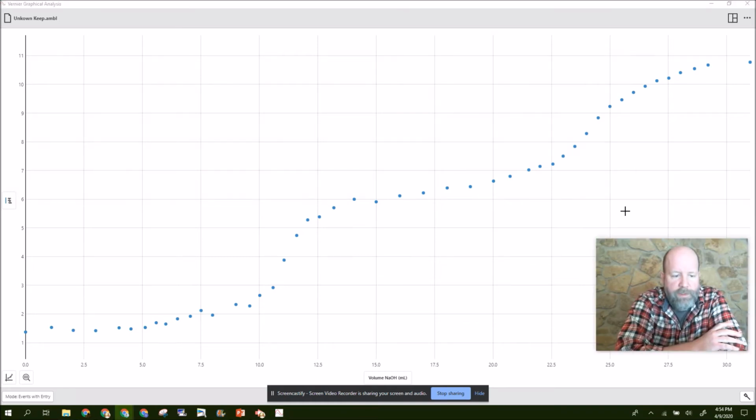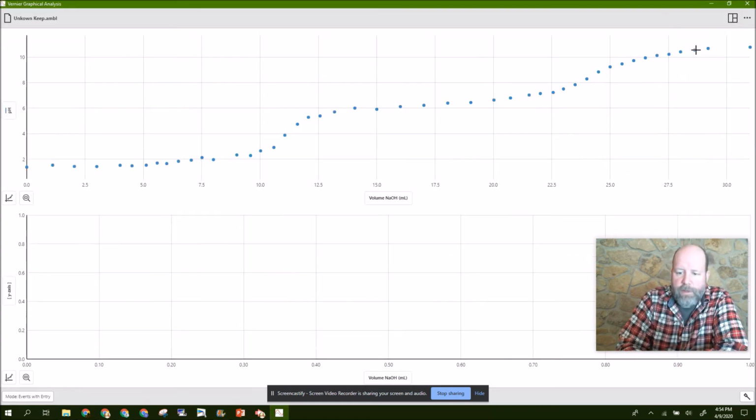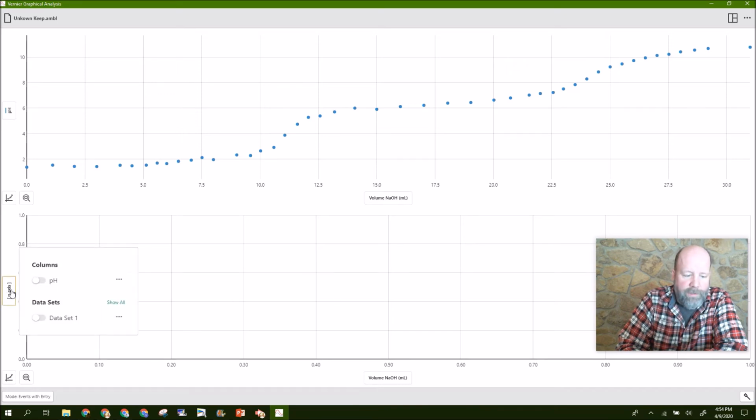And again, we're going to need to do some manipulations. And I don't think you need to do all three graphs. I think you could just do two. So I'm going to go ahead and add a graph here. You're going to need to do this. And again, you're going to have to change this graph. We want this graph to be the second derivative. But you have to be careful. Make sure it's the second derivative of the pH.